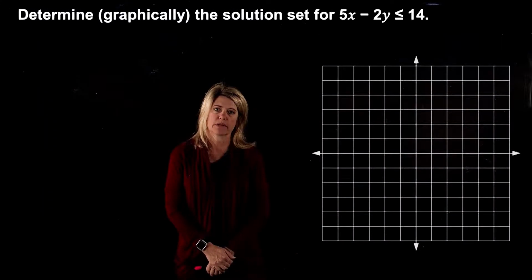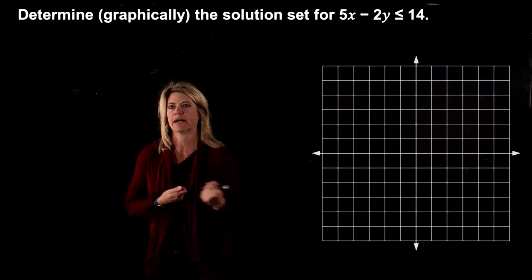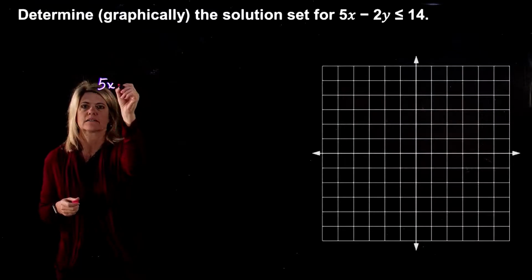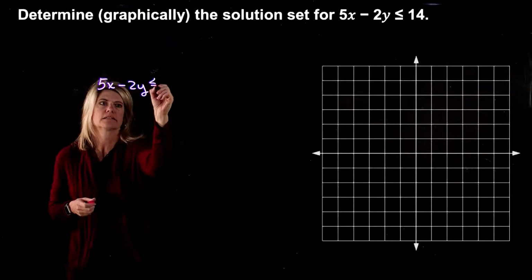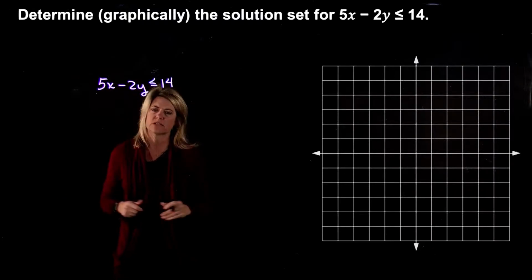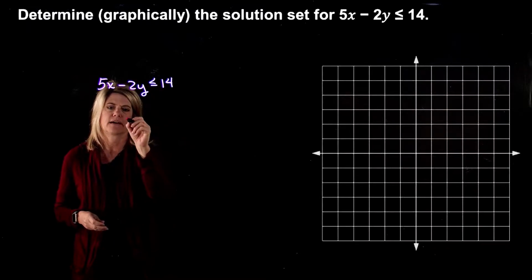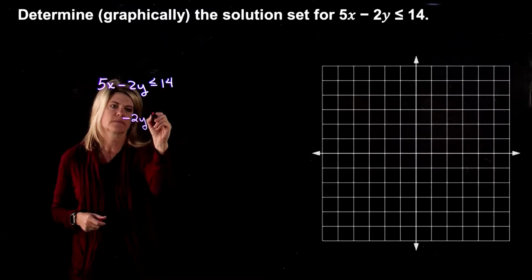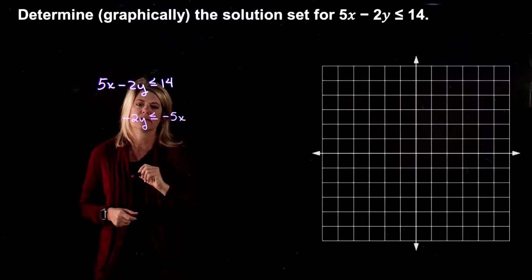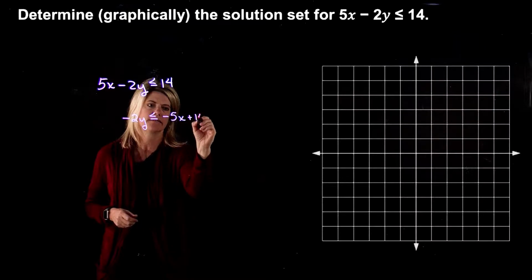All right, let's look at another example. For this one, we want to determine graphically the solution set for 5x minus 2y is less than or equal to 14. So let's write that down here: 5x minus 2y is less than or equal to 14. Again, we're going to solve this just as we did when we had equations. I'm going to first subtract 5x, so I'm going to get this into something that looks like slope-intercept form. So I would get negative 2y is less than or equal to negative 5x plus 14.